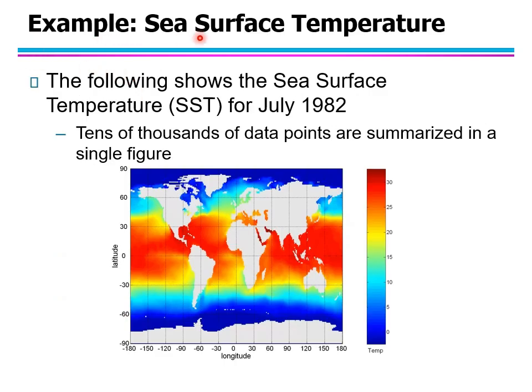Here is an example of sea surface temperature. The following shows the sea surface temperature for July 1982, which is a global visualization showing how warm or cold the surface of the world's ocean was during that month, and each point on the map corresponds to a specific latitude and longitude.